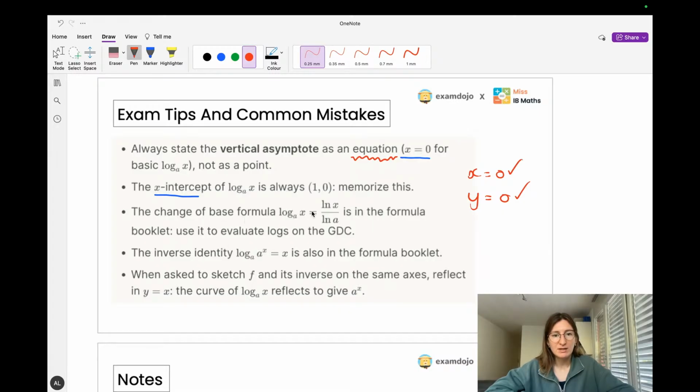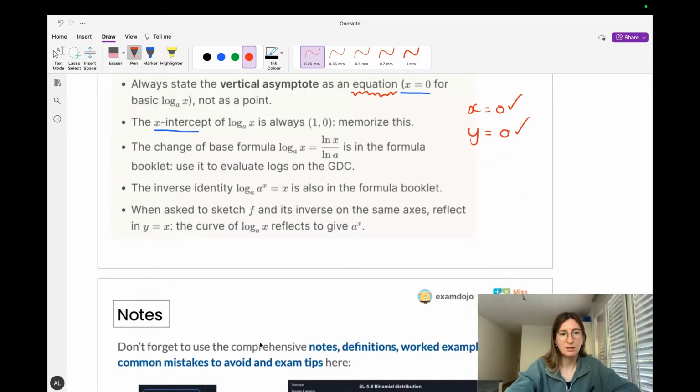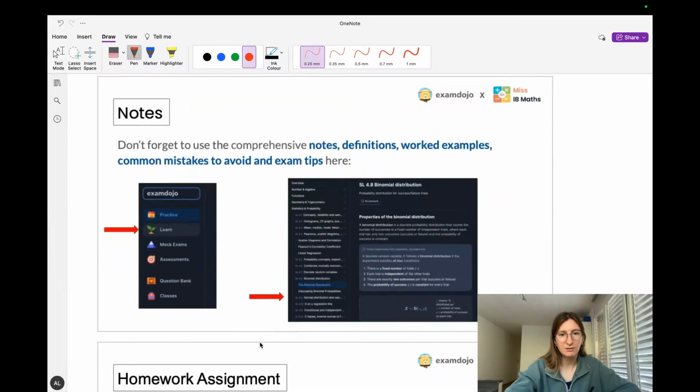Change of base formula is given. You can use that when you need to change between things. They give you quite a lot in the formula booklet for AA especially, and for AI HL. And yeah, I think that's everything.